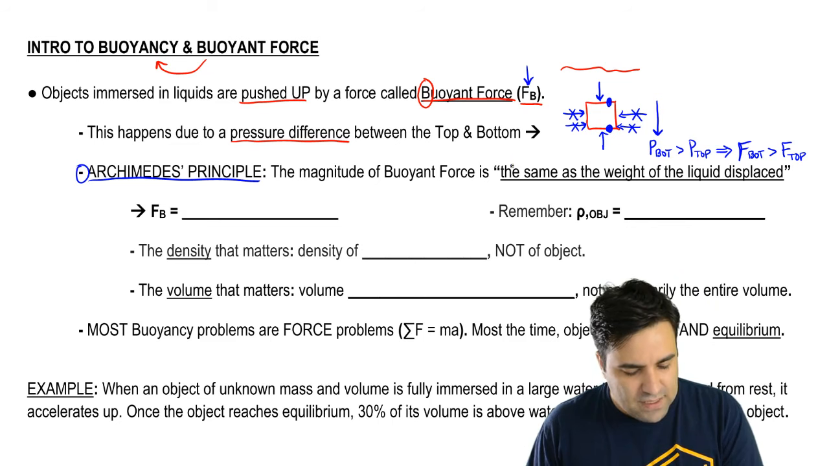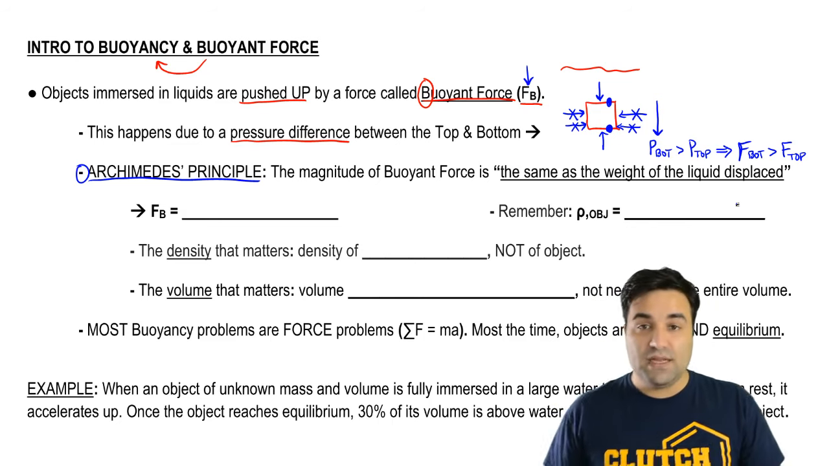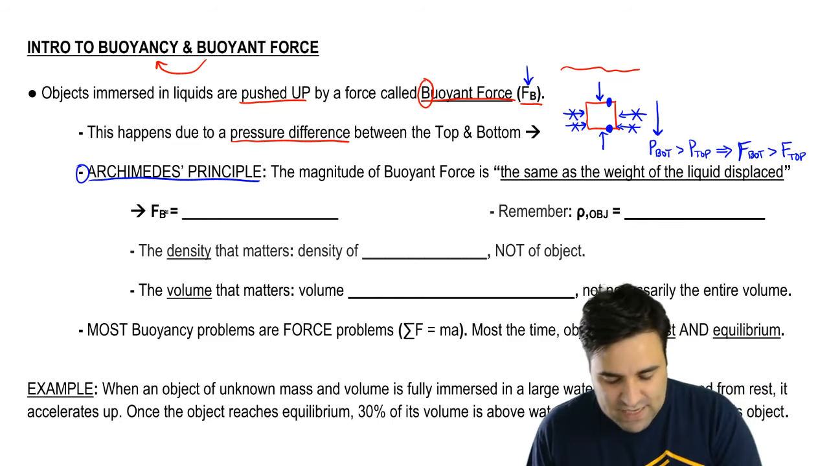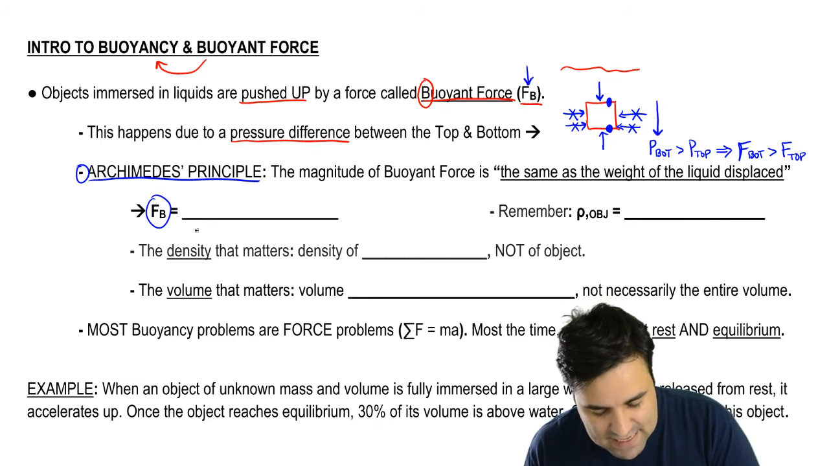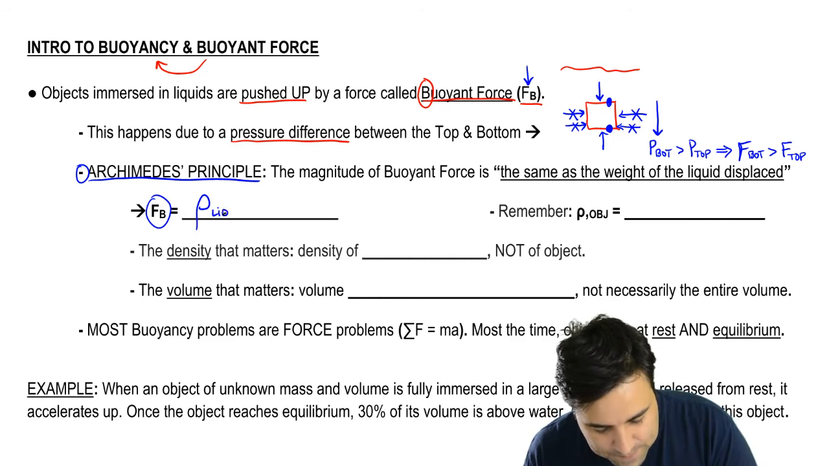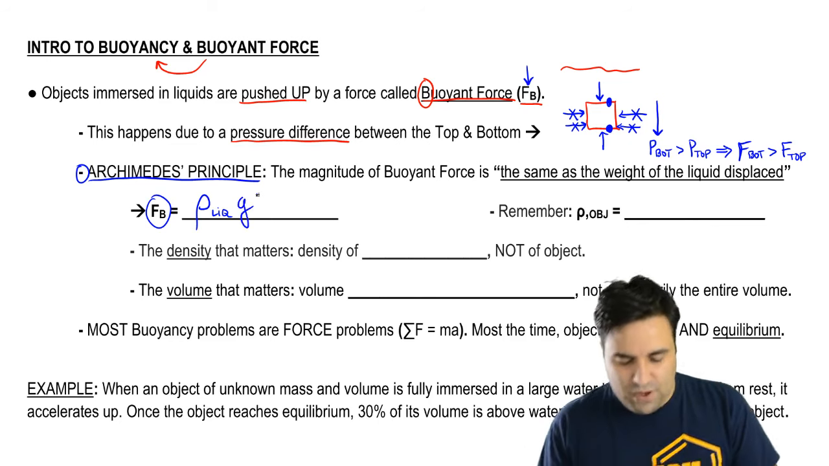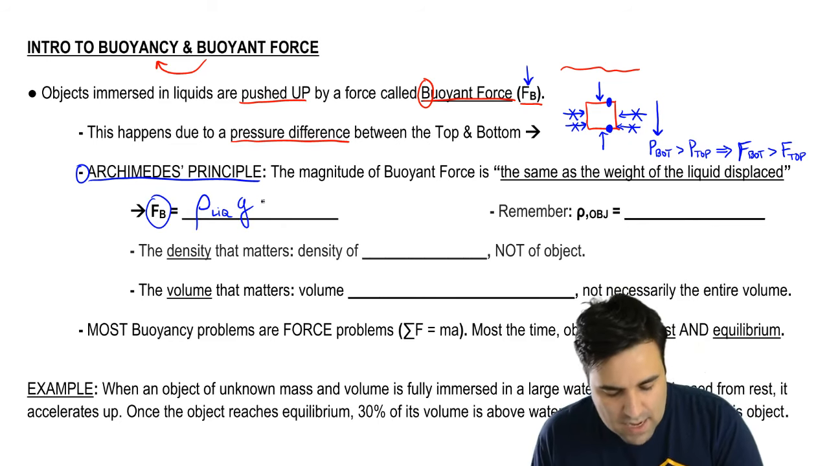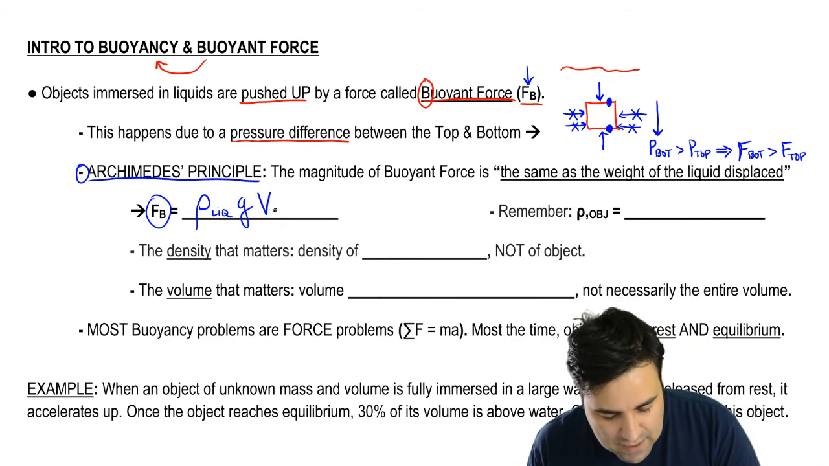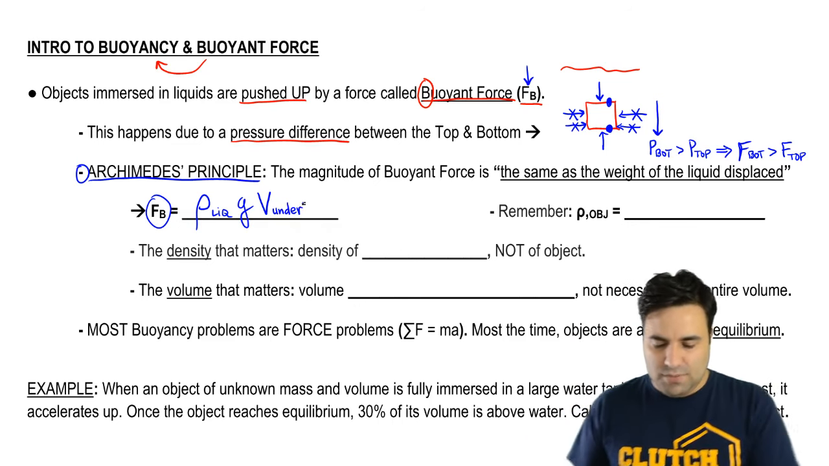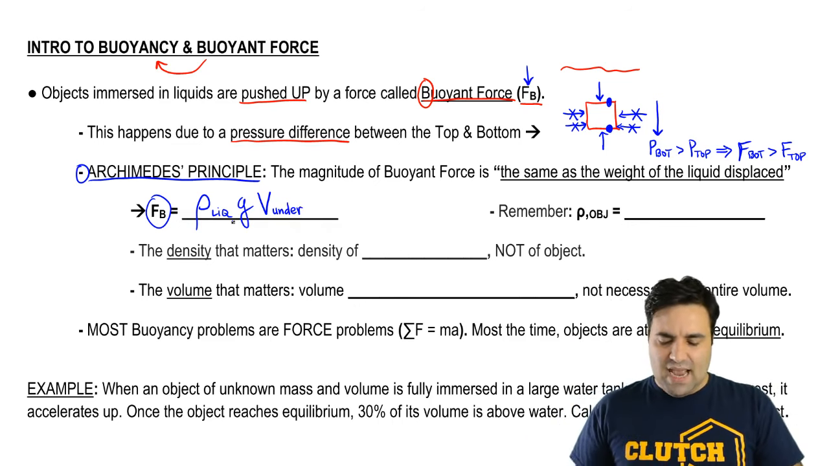If you were to translate this quote into a physics equation, you would get that the buoyant force is the density of the liquid, gravity, 9.8, or whatever planet you're on, and the volume of the object that is underwater. So I'm going to call it rho liquid, g, and V under.